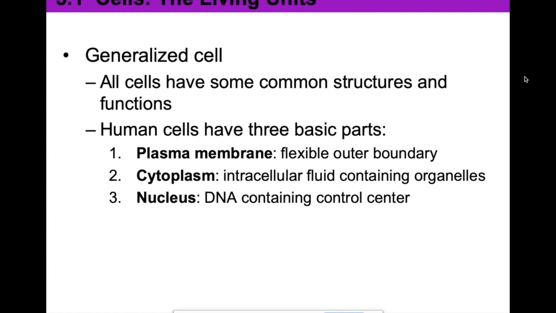We also have a nucleus because humans are eukaryotic organisms. So our cells are called eukaryotic cells because they contain a nucleus. And of course, the nucleus's job is to contain the DNA. It is the control center because, of course, your DNA is the blueprint to create you.